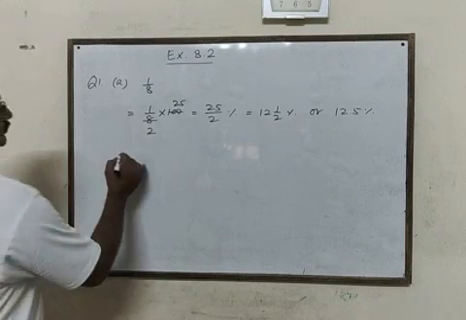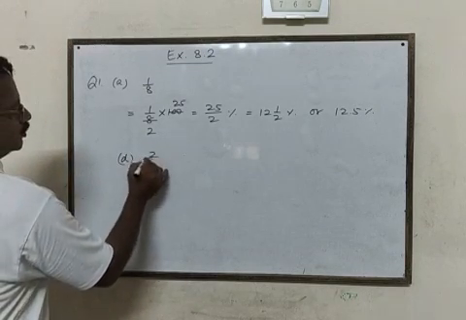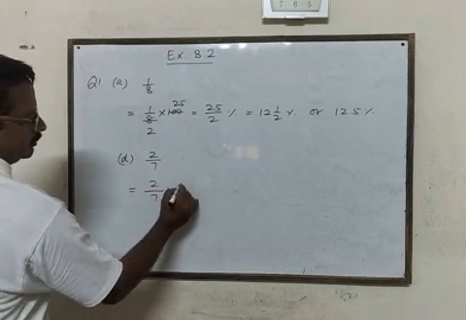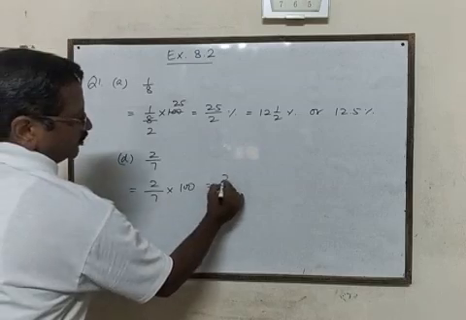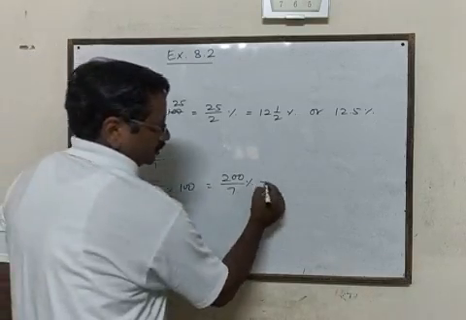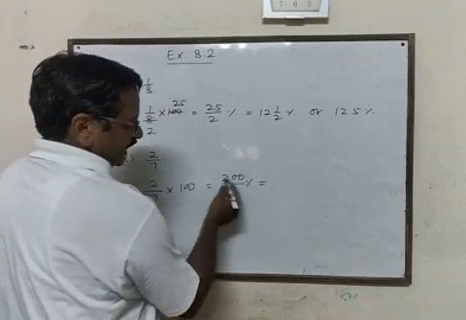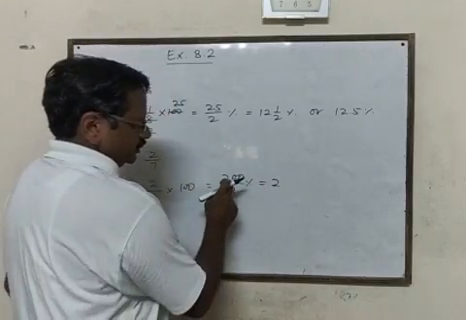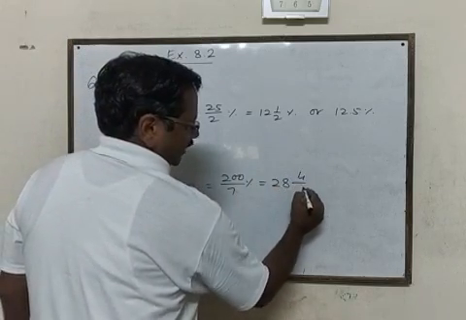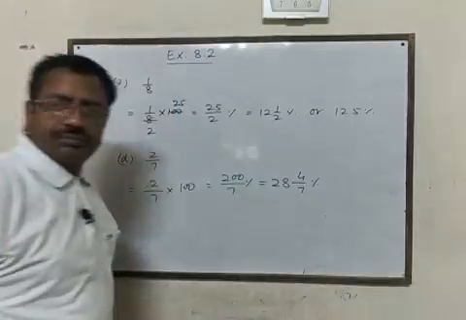D part, 2 upon 7. To convert into percent, 2 upon 7 into 100. This is 200 upon 7%. So convert into mixed fraction. 7 2s are 14, 6, 60, 7 8s are 56, 4/7%.